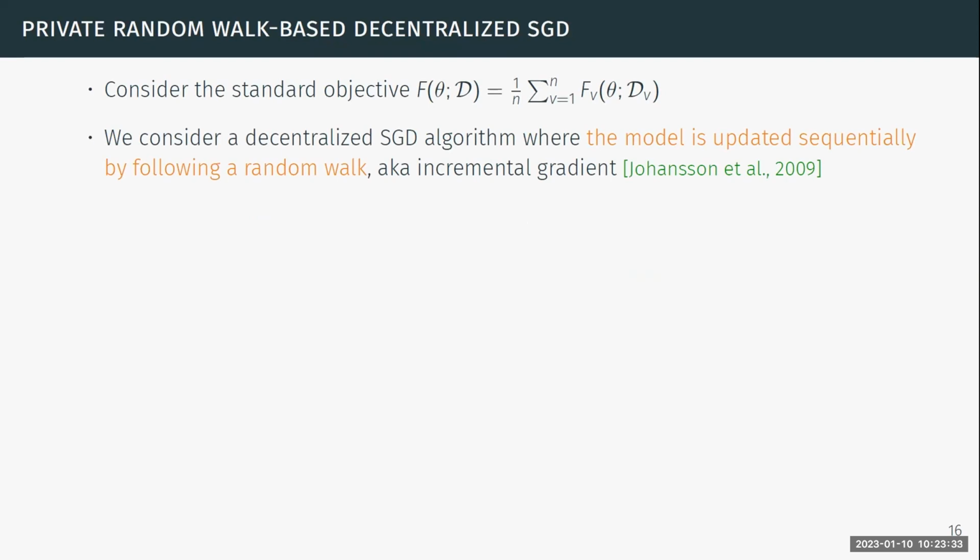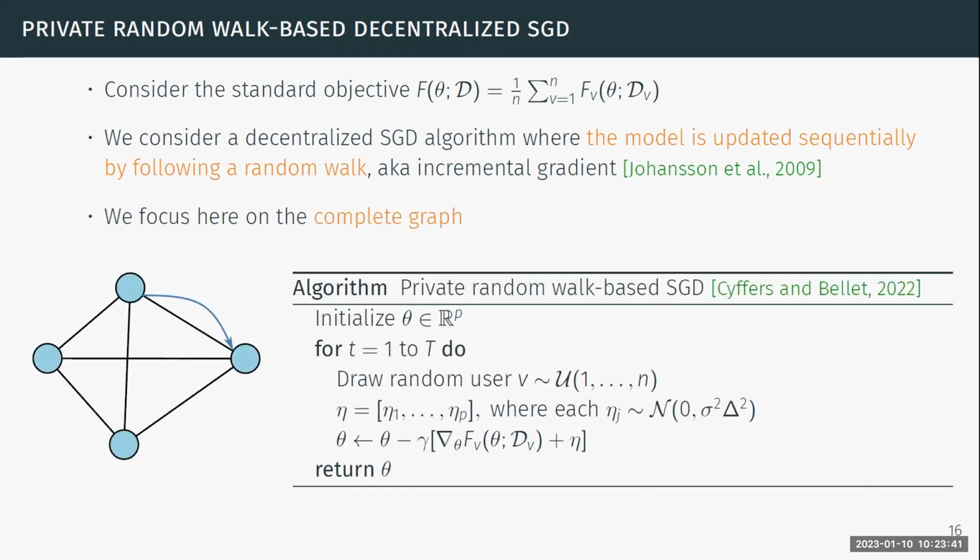So SGD in a decentralized manner, where the model is updated sequentially by following a random walk on the graph. So it looks like this. We're going to focus on the complete graph in this case. So all nodes are connected to all other nodes, but the algorithm goes like this. I initialize the model and give it to one user. The user does a gradient step with respect to its data and adds some Gaussian noise, as in the centralized version, and now sends the model to a random other user.